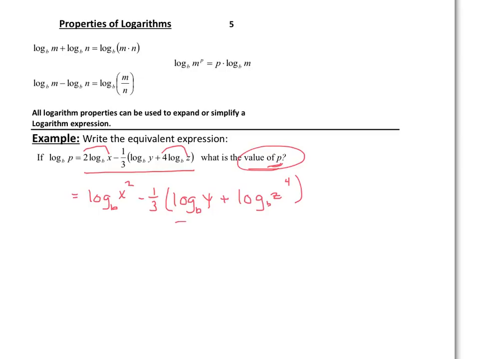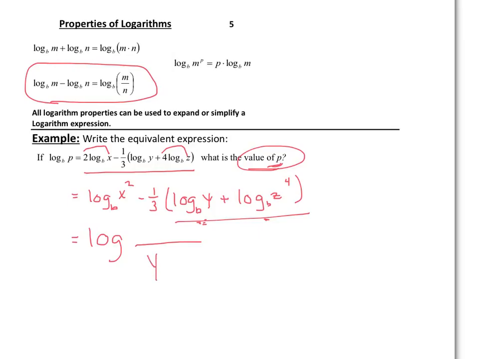Since I'm subtracting this whole entire quantity and I have a 1/3 out in front, my goal is to get one log, so I'm going to write one log. If I'm subtracting logs, I know there's going to be a division because I'm subtracting logs, so I know I'm going to be dividing. Since I'm subtracting these two log quantities, that whole entire quantity, and I have two logs in it, I know I'm going to have y on the bottom, and I know I'm going to have z to the 4th on the bottom. Since x is first, it's going to go on top, so x squared.